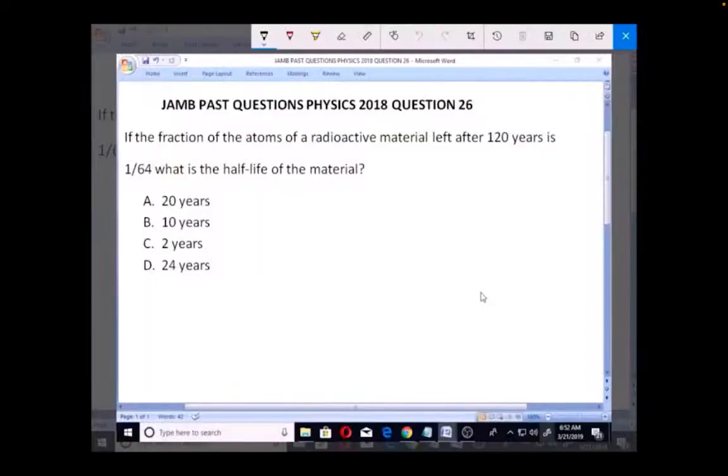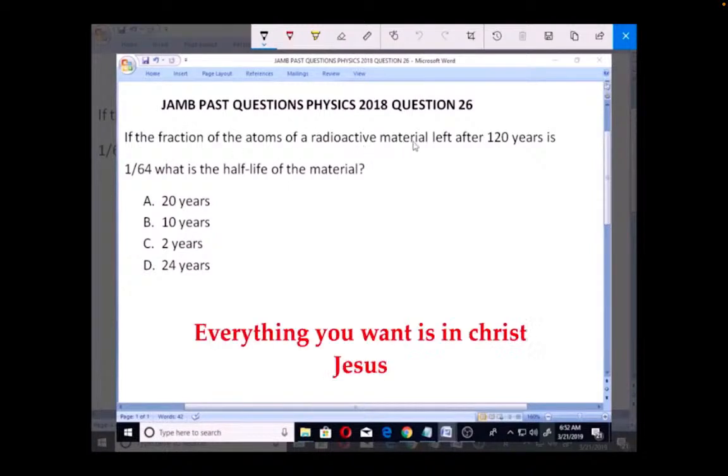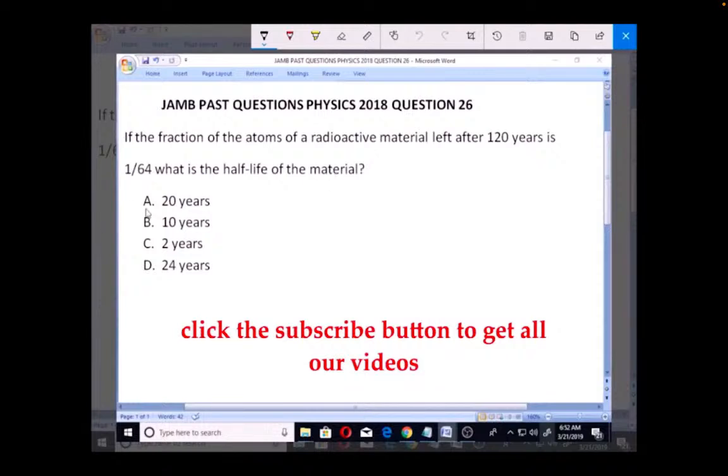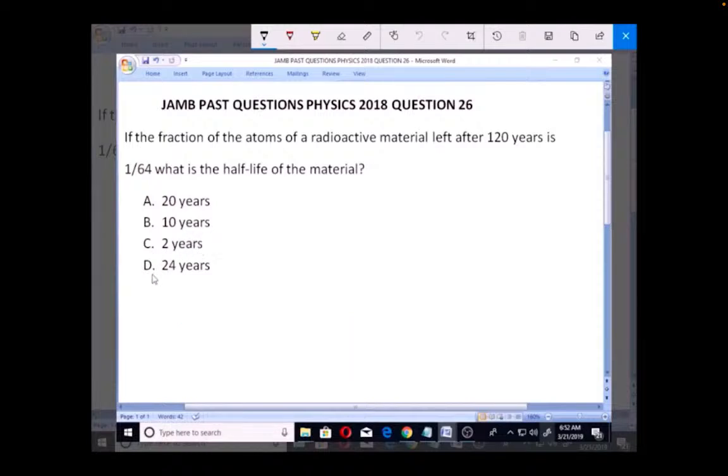Let's look at this JAMB past question, Physics 2018, question number 26. If the fraction of atoms of a radioactive material left after 120 years is 1/64, what is the half-life of the material? A, 20 years, B, 10 years, C, 2 years, D, 24 years.